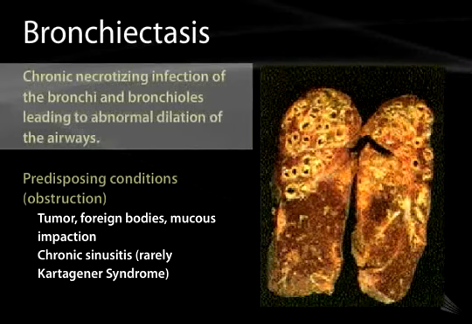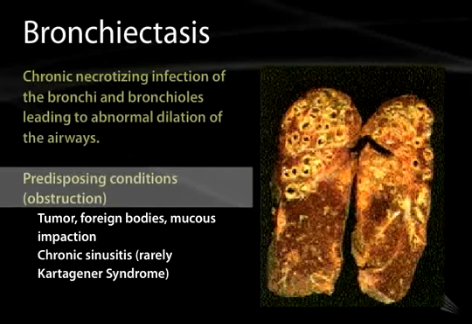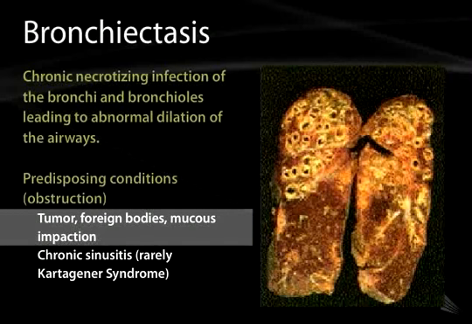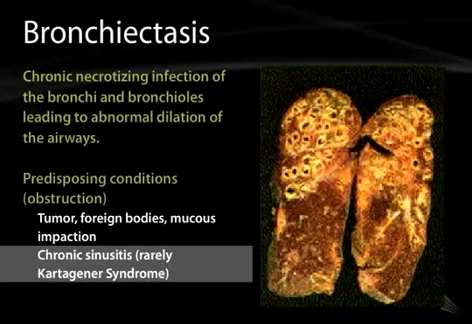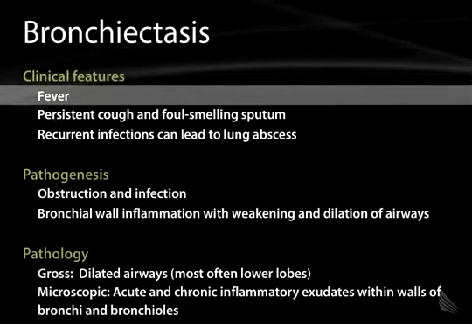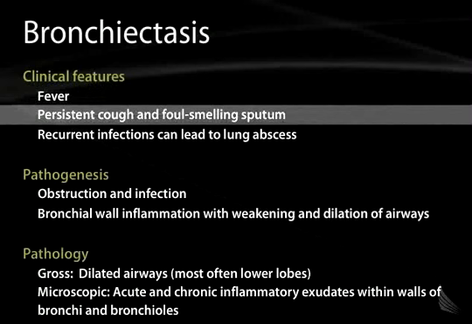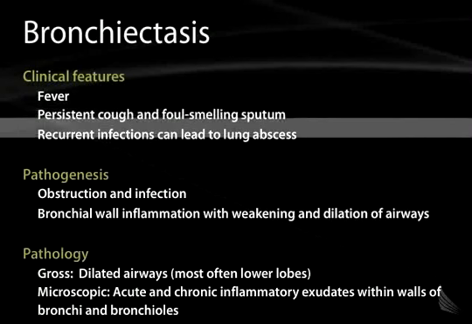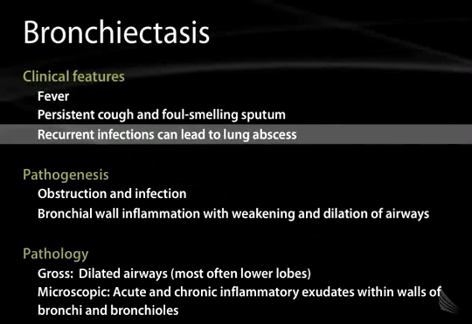Bronchiectasis. This is a chronic necrotizing infection of the bronchus and bronchioles, leading to abnormal dilation of the airways. Predisposing conditions include tumors, foreign bodies, mucus impaction, chronic sinusitis, rarely Kartagener syndrome, or cystic fibrosis. The clinical features of bronchiectasis include fever, a persistent cough and foul-smelling sputum, recurrent infections which can lead to lung abscesses.